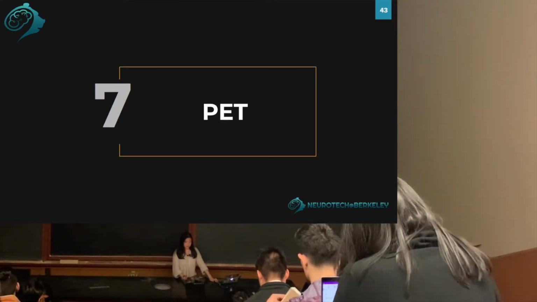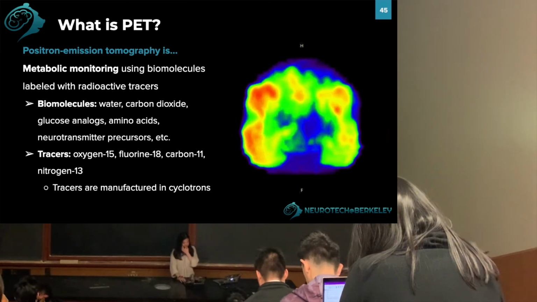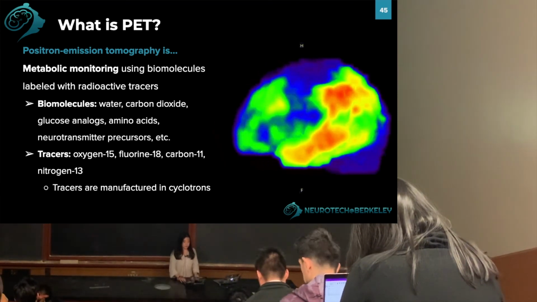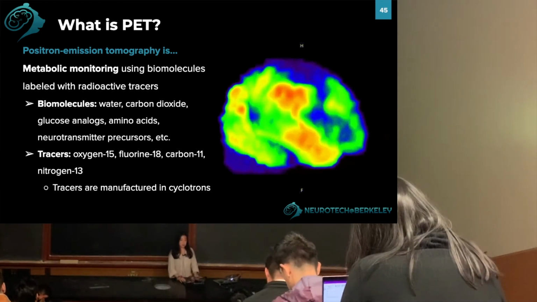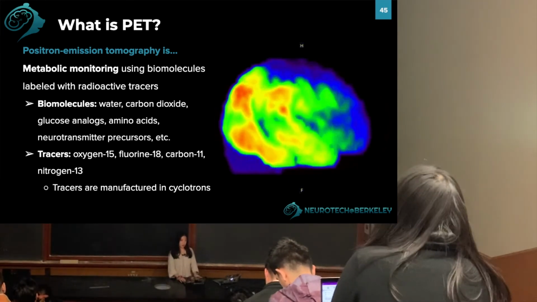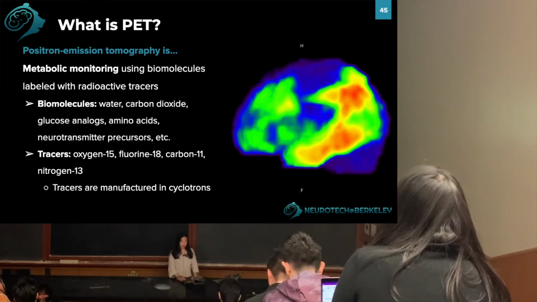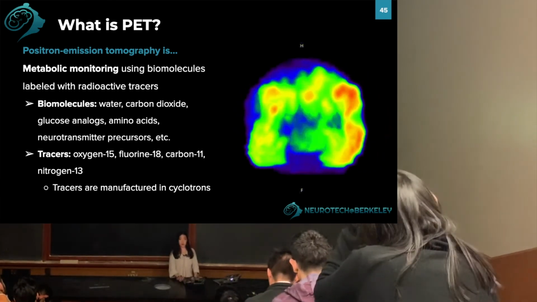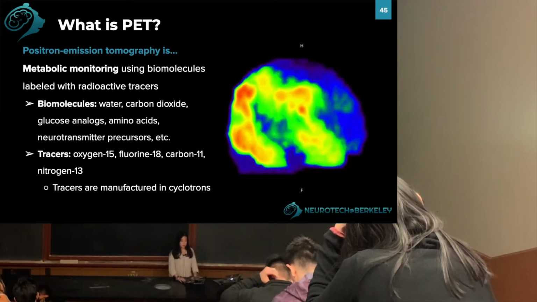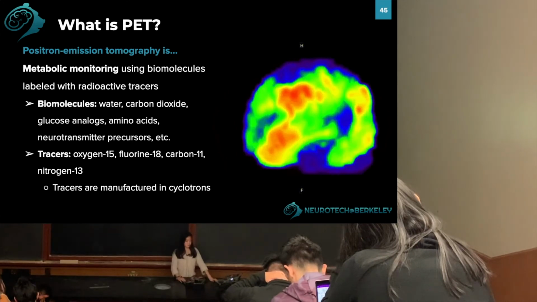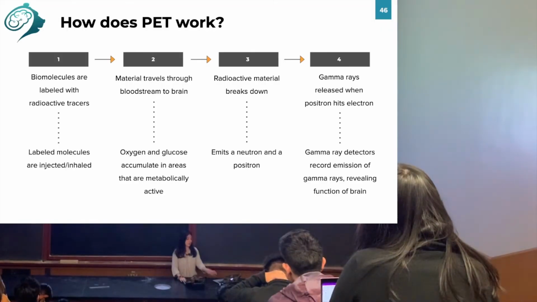Okay, PET scans. PET stands for positron emission tomography. This is basically metabolic monitoring using biomolecules labeled with radioactive tracers. The common biomolecules are usually glucose and water. Neurotransmitter precursors are also really interesting in terms of what we're interested in, which is the brain. And then there are tracers involved as well. Unfortunately, they make PET scans really expensive, but that's another story.